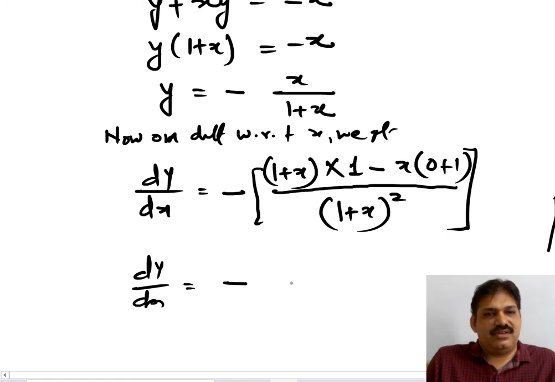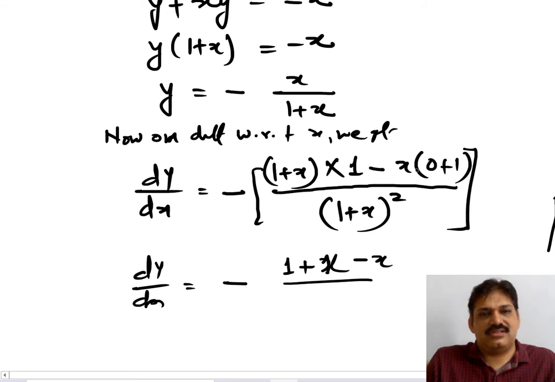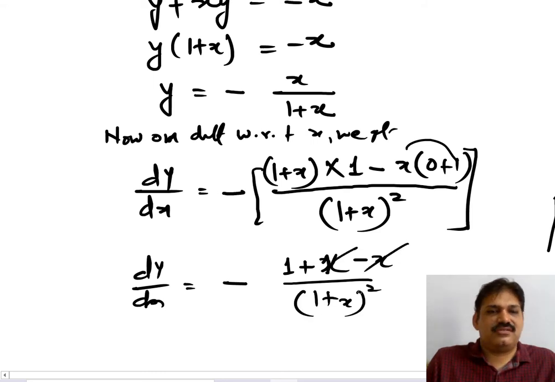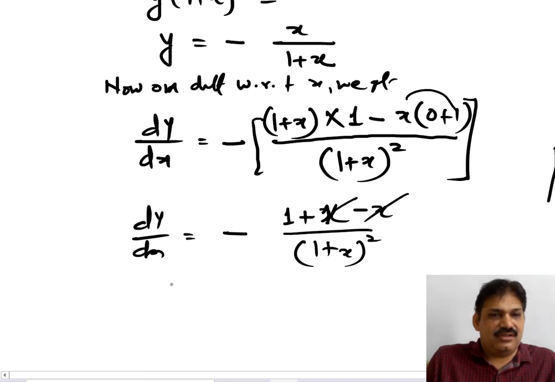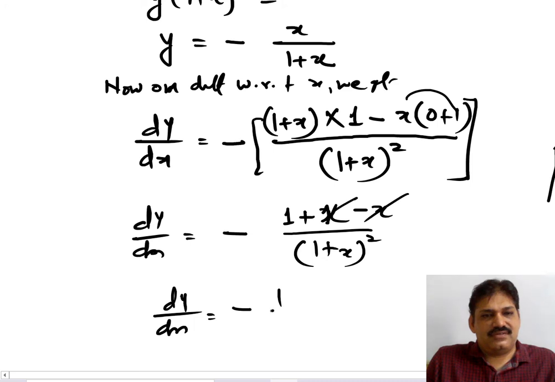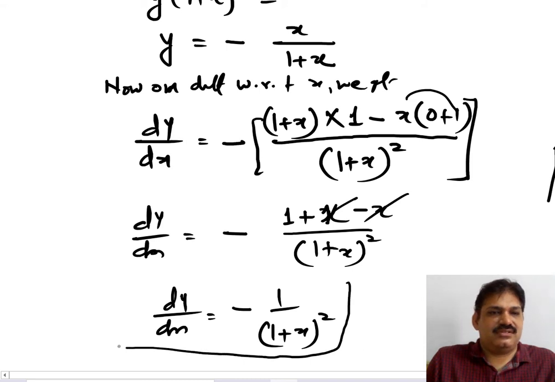If we solve the numerator, x will be cancelled out and we'll get only 1. Let me write it here. 1 plus x, if I open this bracket, 1 plus x minus this x upon 1 plus x whole square. This x will be cancelled out. Simply, the answer is derivative of y with respect to x is minus 1 times 1 upon 1 plus x square.